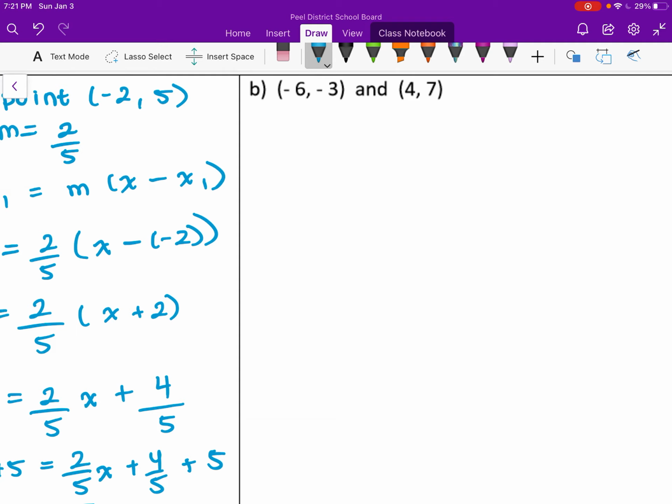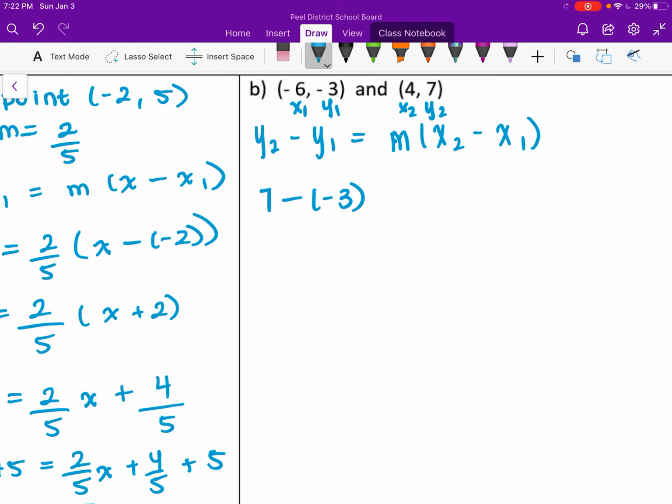But another way you can look at this is you have y2 minus y1 equals m times x2 minus x1. You have a y2 and an x2, so why not just use those points? So I can go back here and say, what's my y2? 7. So I said y2, x2. I'm just going to put this in. y1. So y2 is 7 minus negative 3 equals, I don't know what my m is. That's what I'm looking for. My x2 is 4 minus negative 6.